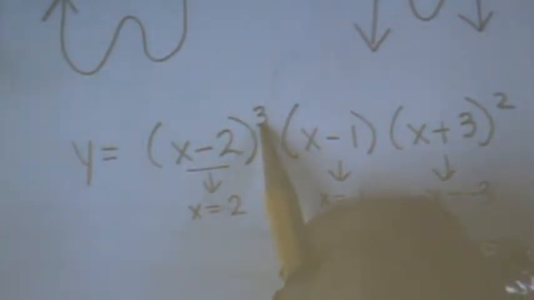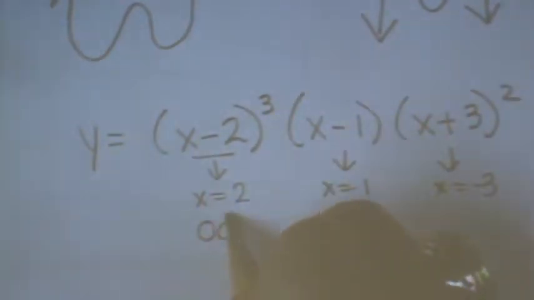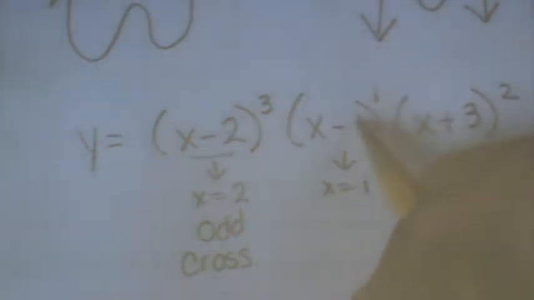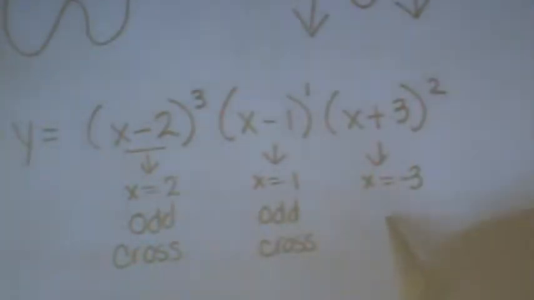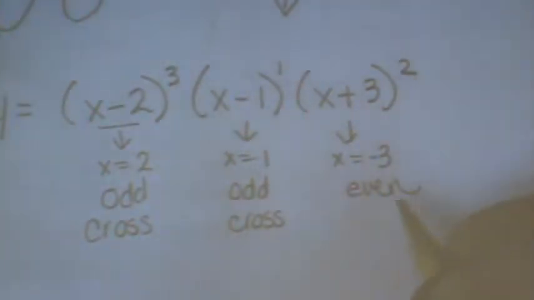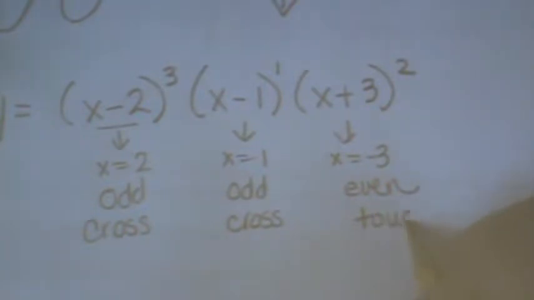3 is an odd number. If the multiplicity is odd, what is it going to do at 2 on the x-axis? It's going to cross through it. If it doesn't have a number here, it's an understood 1. That's an odd number. It's going to cross through. And this is a 2. 2 is even. What does it do if the multiplicity is even? It's going to touch at that and bounce off.